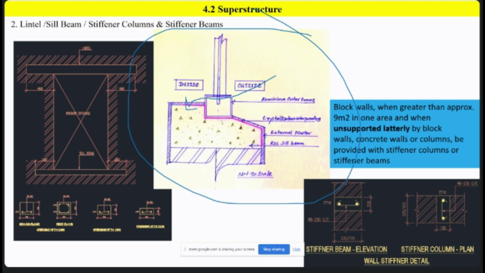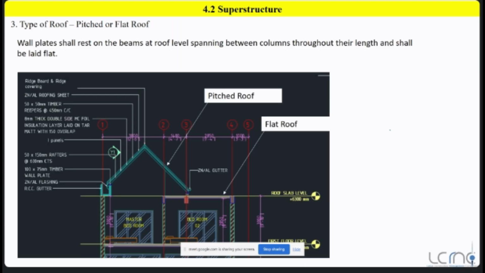So that 9 meter square thing I have explained earlier, so I am not going to repeat it. This is for the unsupported laterally supported walls. The 9 meter square you definitely need to provide. You can't exceed the 9 meter square. Without exceeding it, you can provide stiffener beams and stiffener columns. Now there are some types of roofs: one is the pitched roof and the other is the flat roof. You can see this pitch roof.